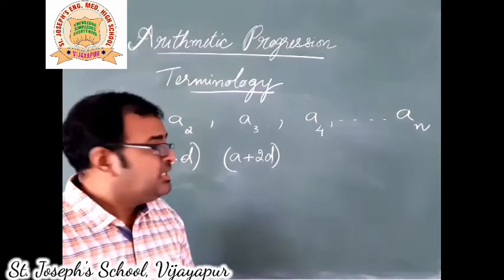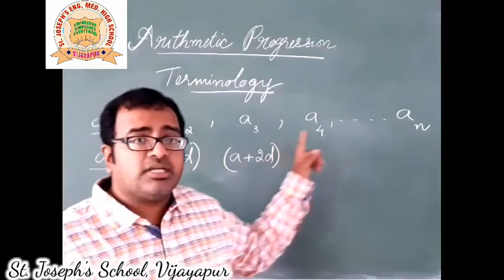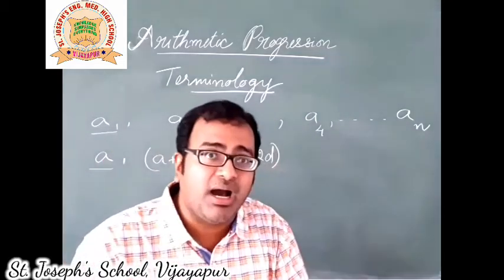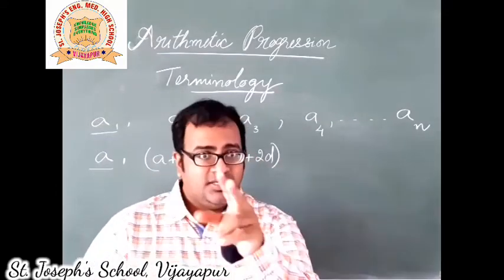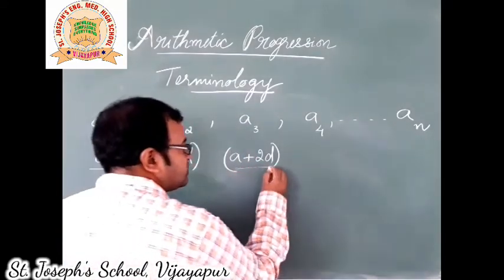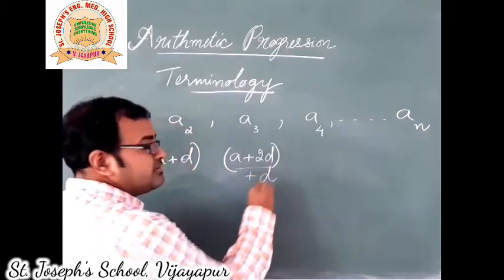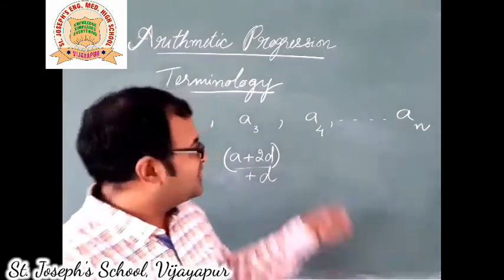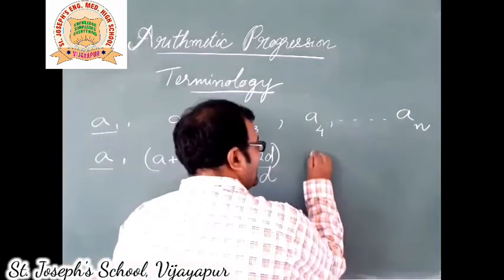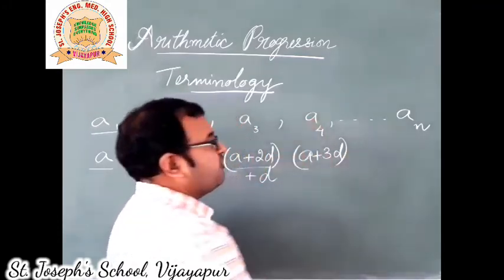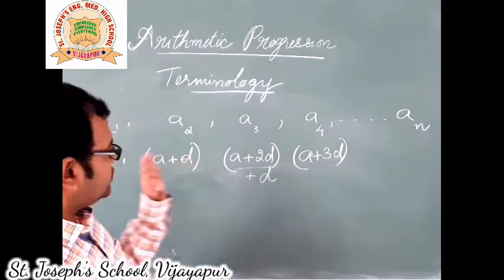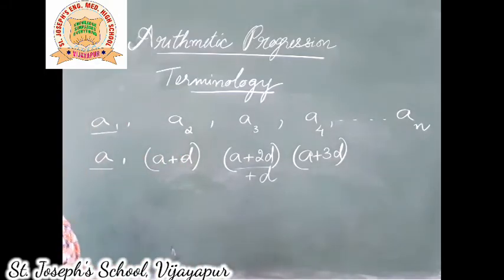Here we go. So if this is A plus 2D, what is A4? A4 is got by adding D to this previous term, that is A plus 2D. So if this is A plus 2D, let's add one more D to this. It becomes 3D. So next term is A plus 3D. That is A4.